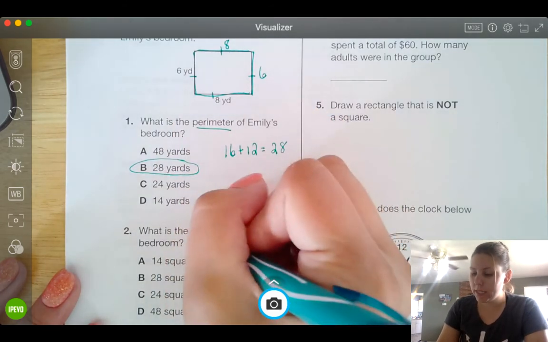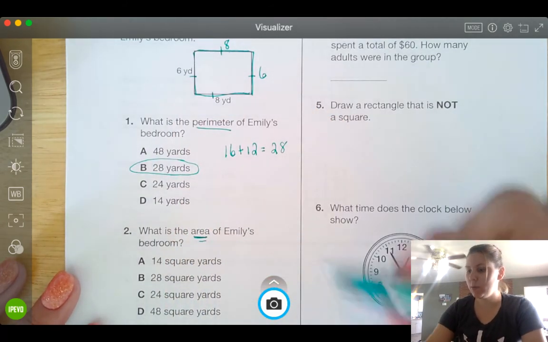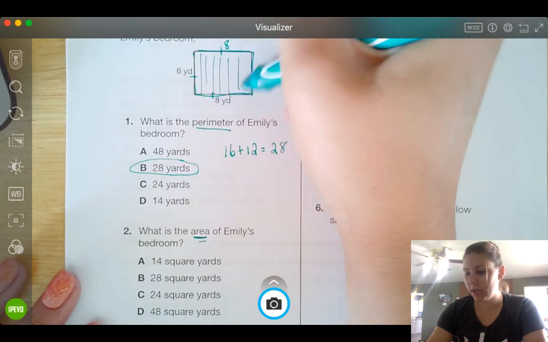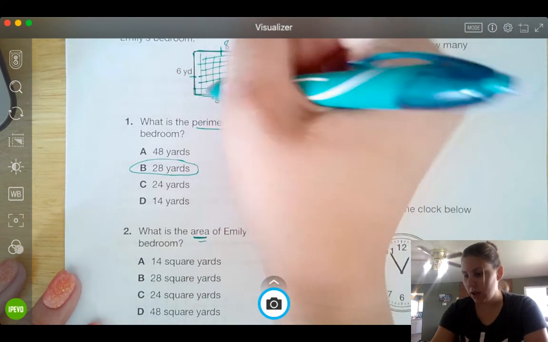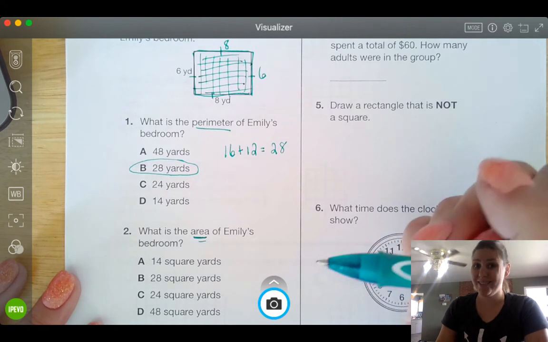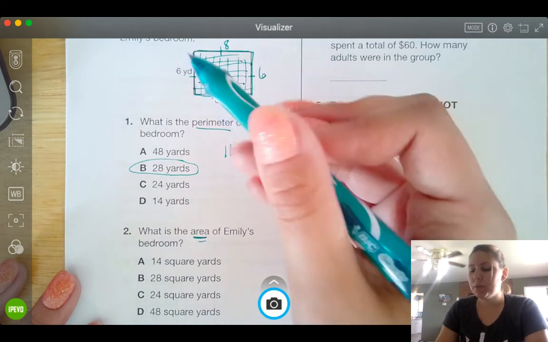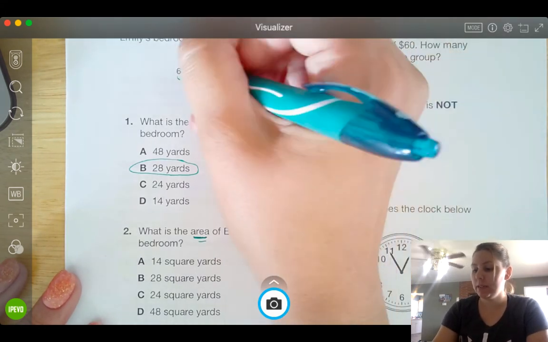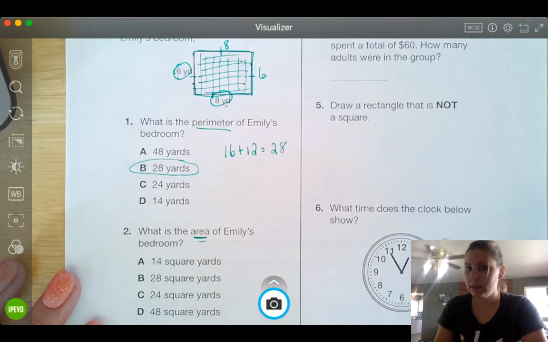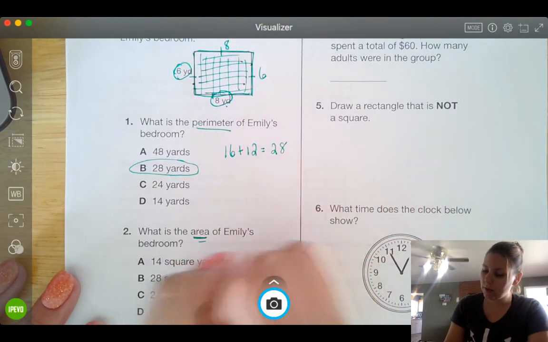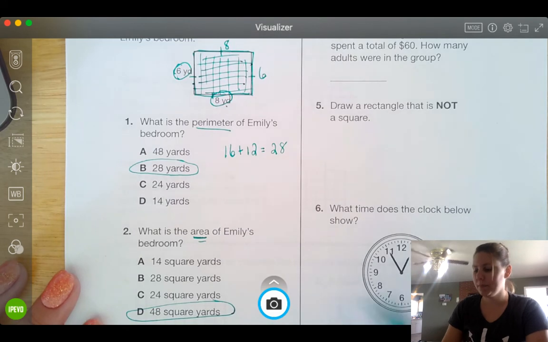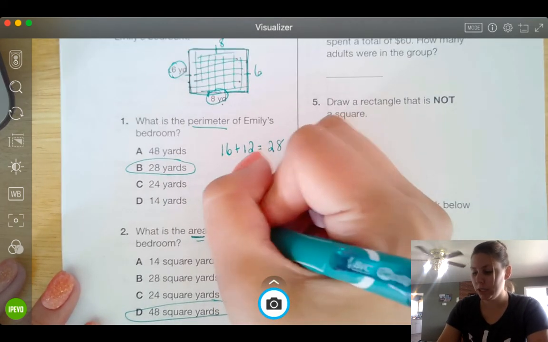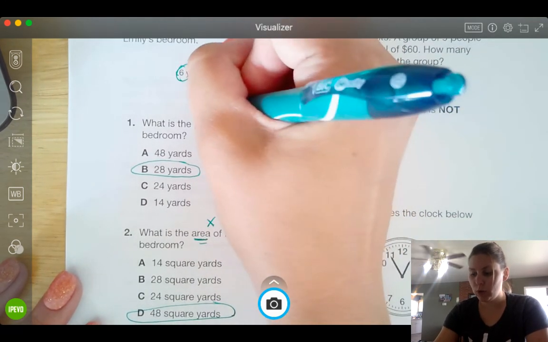Number 2 asks, what's the area of her room? This is where I'm finding all of my inside space. I'm finding out how much room she has inside her room. Okay, so now I'm going to multiply 6 times 8. And 6 times 8 is 48. Remember, area, I'm going to multiply. Perimeter, I'm going to add.